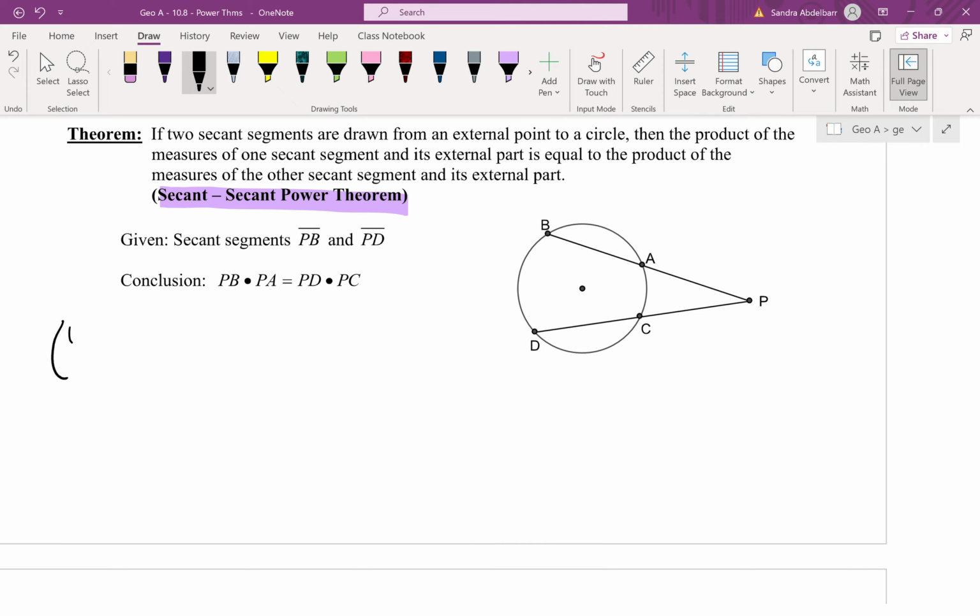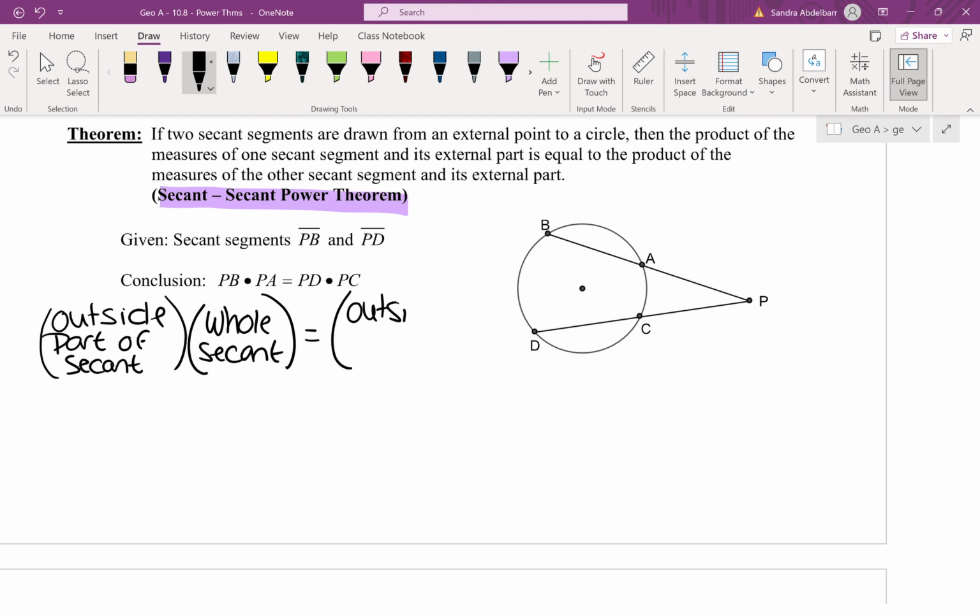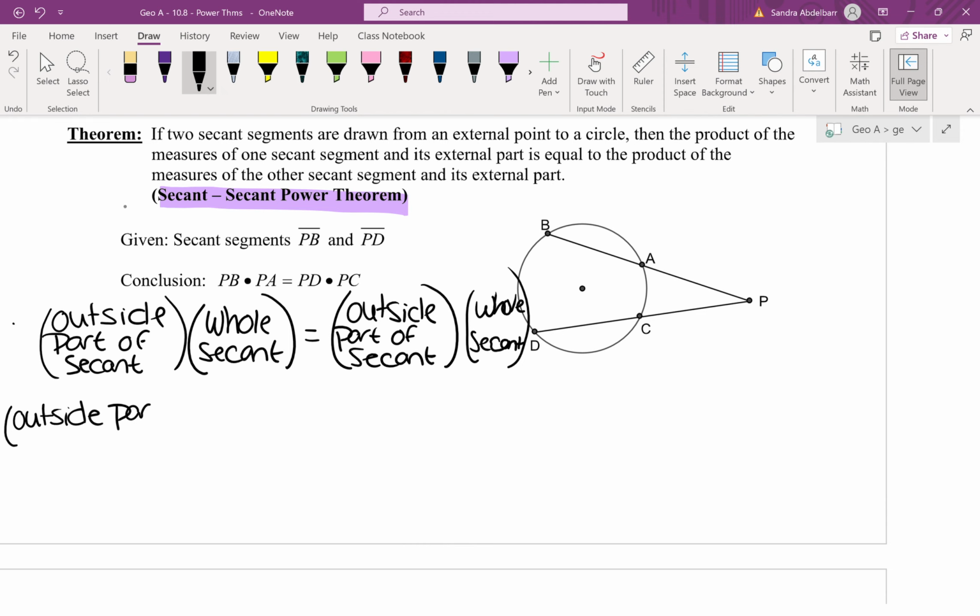So we're going to say the whole secant... actually, I like to write it the other way. Multiplication is commutative, so it really doesn't matter. So I'm going to say the outside part of secant times the whole secant equals the outside part of the secant times the whole secant. Yeah, you have to memorize this.